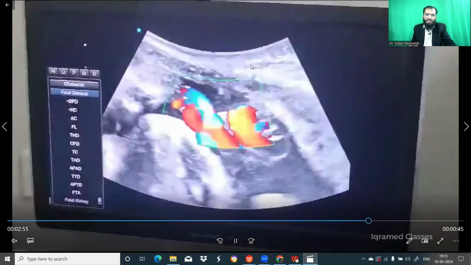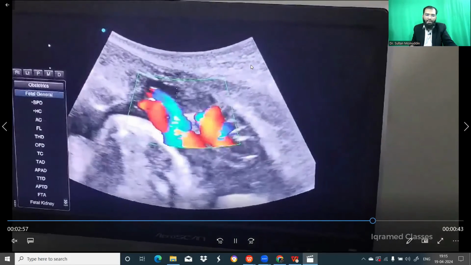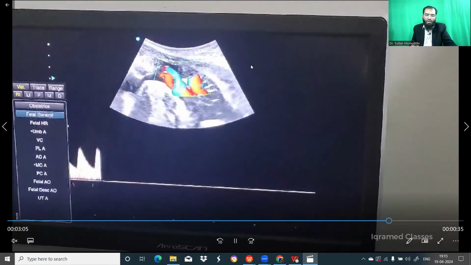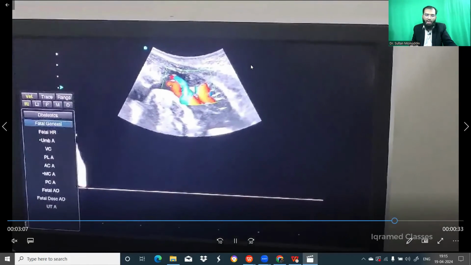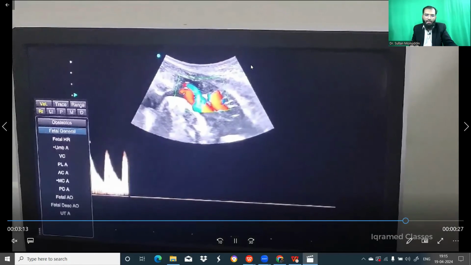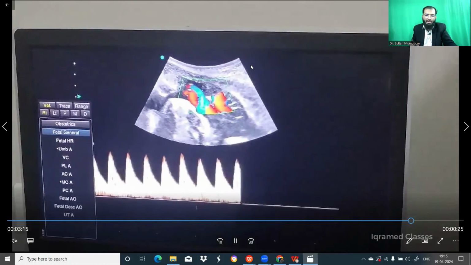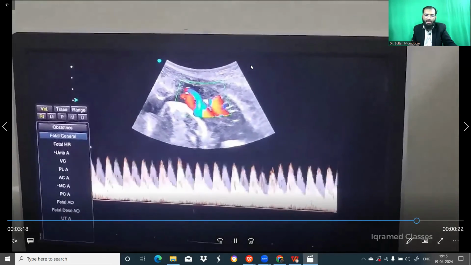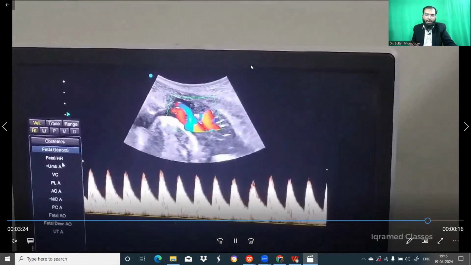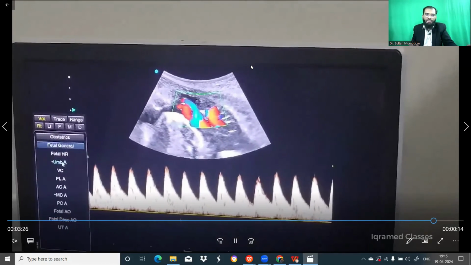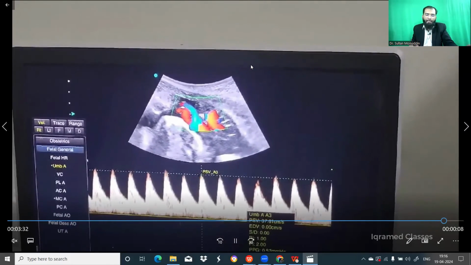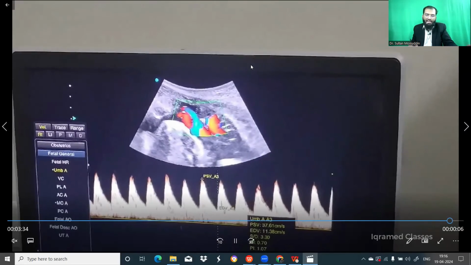Okay, so now further, what I've done is I've increased the depth, and see how beautiful the waveform has become, more beautiful. I'll also talk about a few small things when the video gets done. See now, if the scale becomes optimum, see how beautiful waveforms you get. So the scale has to be set to optimum. The depth has to be optimum. The color box has to be as small as possible, and your sample gate should be 2/3 of the vessel size. I'll talk about that.